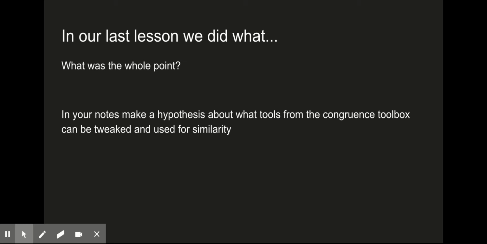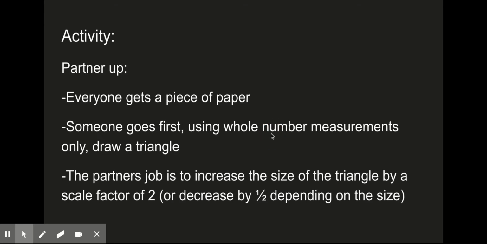Okay, so we talked last lesson about angle-angle. It's kind of like congruence, right? Where the idea is, for similarity, technically what I'm supposed to know is I need to know that all the sides are proportional and all the angles are the same. How can we minimize that information and still reach the same conclusions? So typically what I have everybody do is I have people partner up, somebody draws a triangle using some whole number measurements. And then the partner's job is to either double everything or cut everything in half and try and make their own triangle.